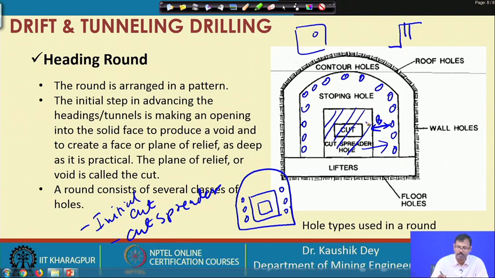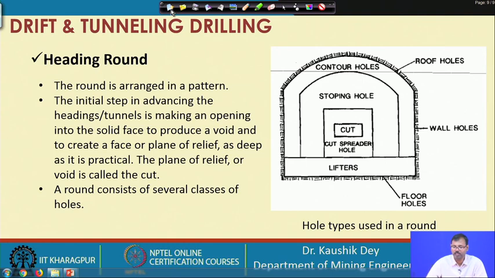So, the objective of this underground blasting is first to create one initial cut, then spread that cut to have a desired free surface area, then the normal blasting as on the surface is carried out for the rest part.